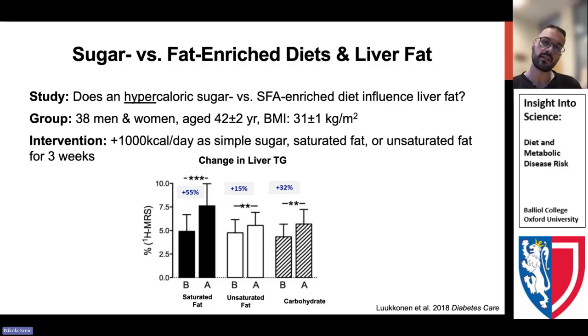But I think this one really nicely shows that despite similar weight gain in all 3 groups, the amount of liver fat that went up was quite different. In the saturated fat group, their liver fat went up by about 50%, whereas in the unsaturated fat group, it went up only by 15%, and in the sugar group, it went up by 32%. So what this is suggesting or kind of telling us is that irrespective of weight gain or independent of body weight gain, the types of foods that you're eating do play a major role in determining liver fat accumulation.